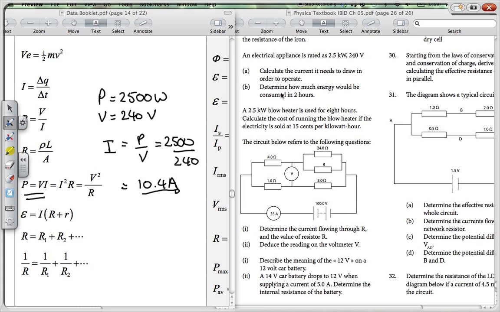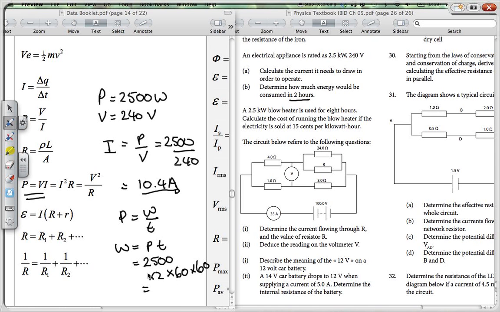And then determine how much energy would be consumed in 2 hours. We know that power is equal to work over time, so therefore the work is equal to the power times the time, so therefore we're going to have 2,500 watt, which basically is 2,500 joules every second. And because we're dealing with 2 hours, we're going to have to multiply that by 2, and put those hours into seconds, so we're going to have to multiply it by that.